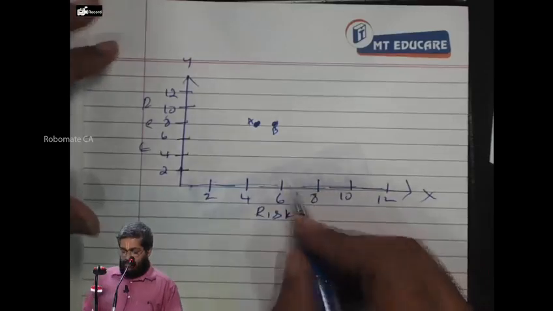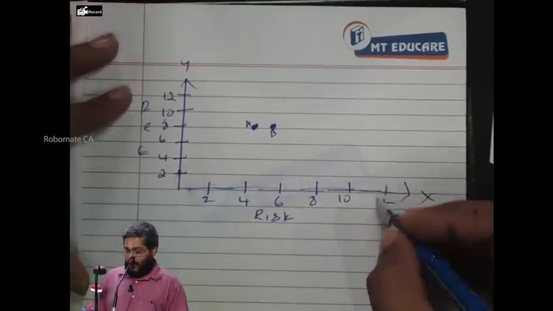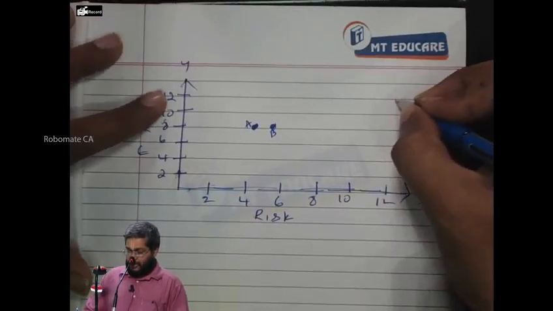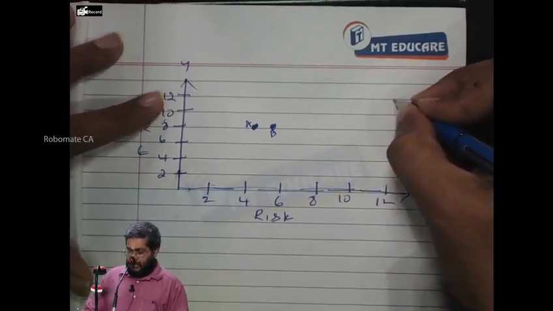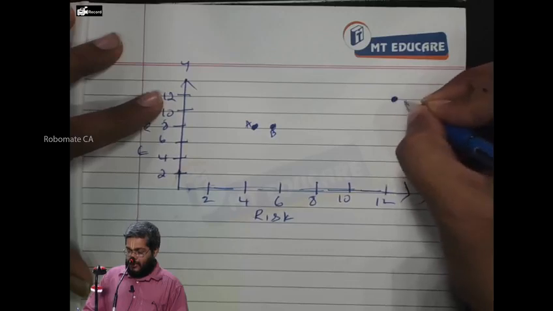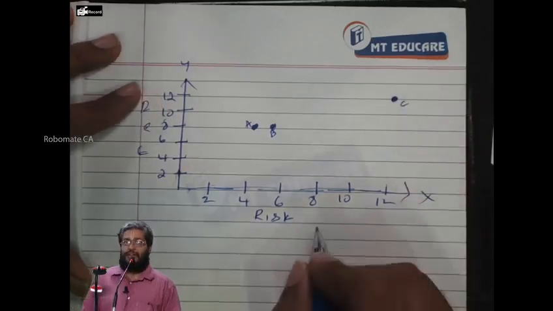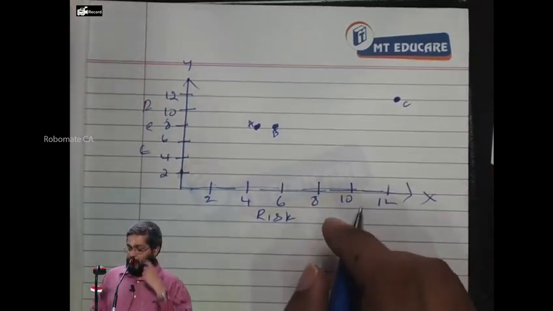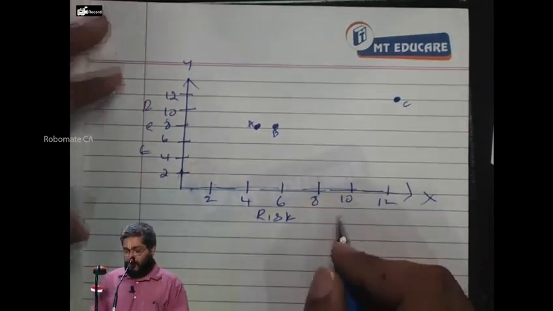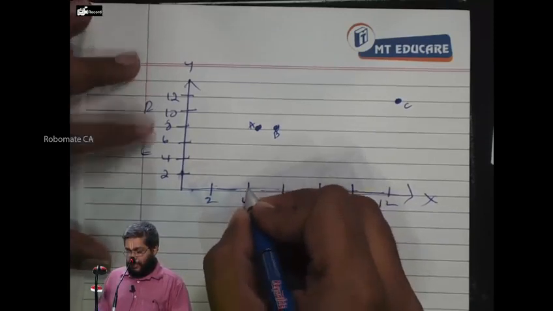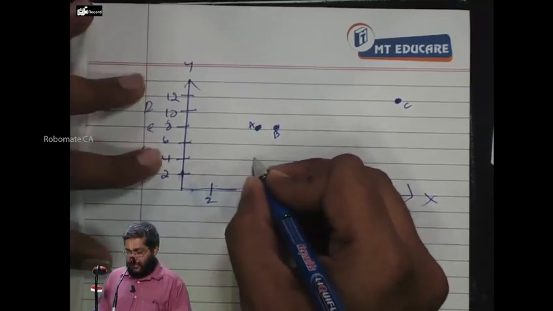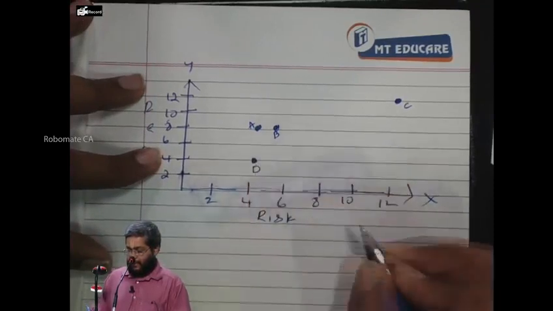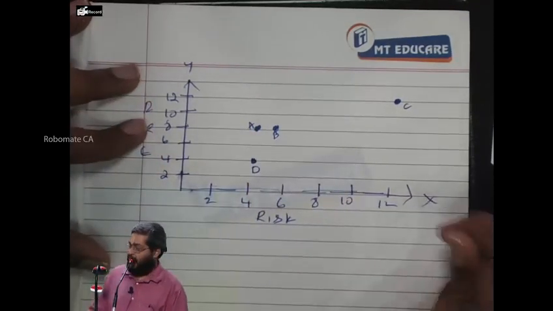Next. Come to see, it is giving you 12% return for a 12% risk. So this is 12, 12. This is going to be security C. Now, D gives you 4% return, 4% risk. This is 4% risk and this is 4% return. We mark this as security D.